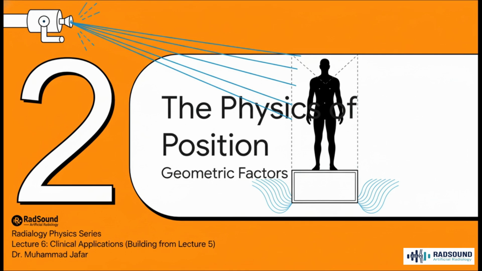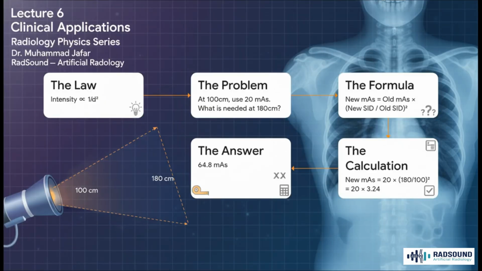The physical setup of the tube, the patient, and the detector is every bit as important, and it has direct control over things like sharpness and distortion. The inverse square law isn't just some abstract concept from a textbook. This is something radiographers calculate all the time. As you back the tube up, that beam spreads out, and the intensity just plummets.